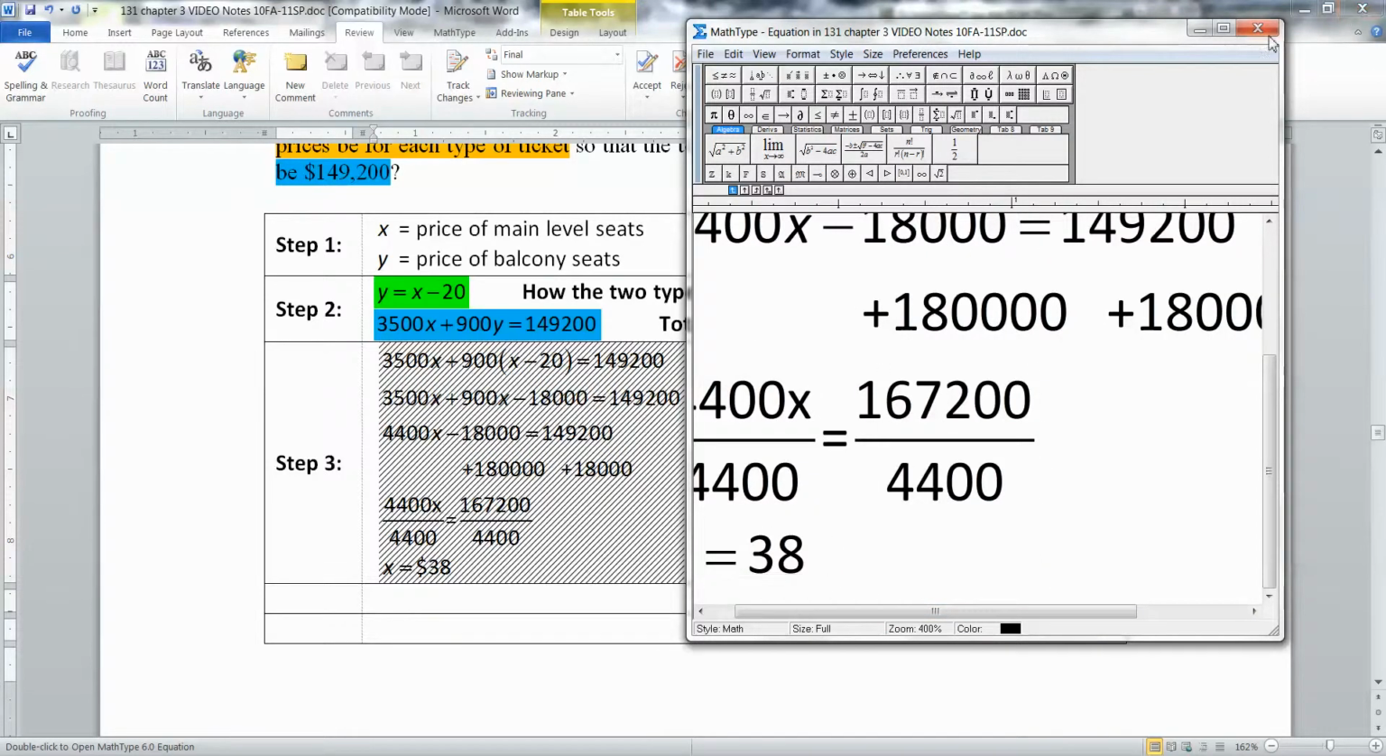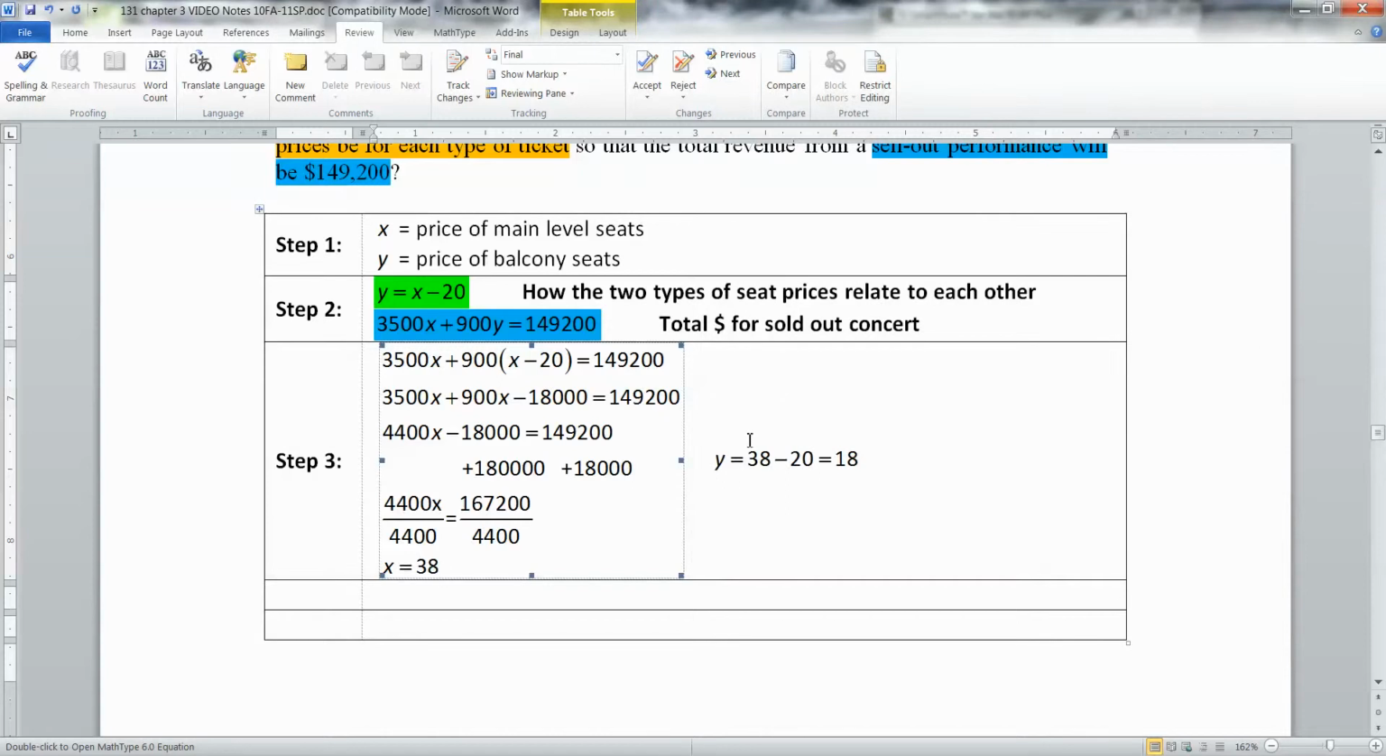So all we did was find the two number solutions. We found the x and we found the y. Now, step 4, you have to actually put it back in the context. You say, okay, I found the answers. They were 38 and 18. So that means that we're charging, and we have to do it in complete sentences as always, we are charging $38 for main level seats and $18 for balcony seats.